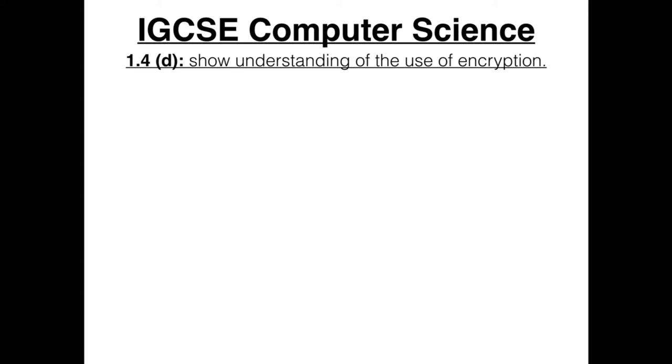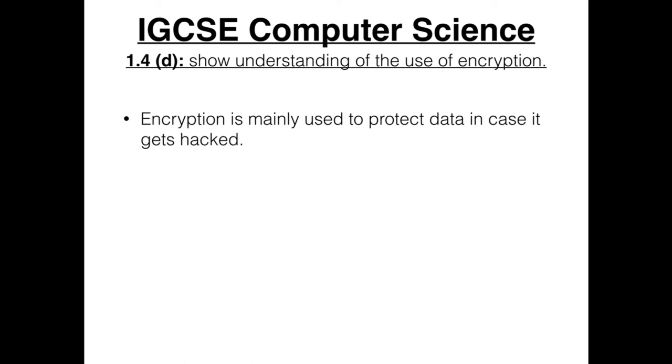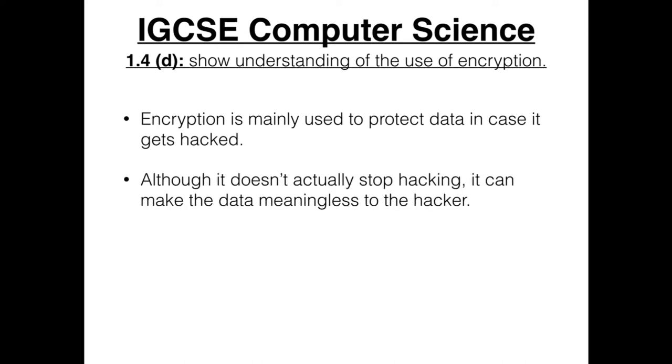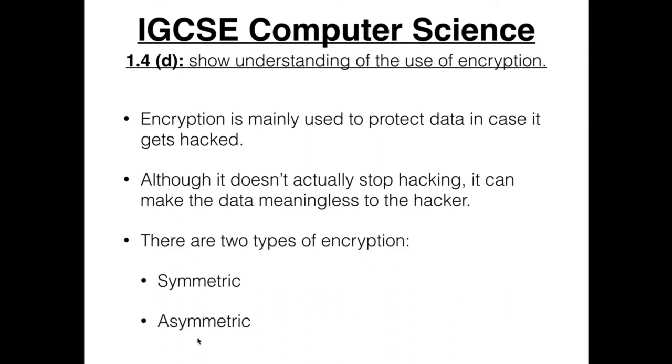Alright, so we looked at encryption really briefly in the last video. So what is encryption? Well, encryption is used to protect data in case it gets hacked. Although it doesn't stop hacking, it can make the data meaningless to the hacker. There are two types of encryption: symmetric and asymmetric. We'll be looking at these two today.